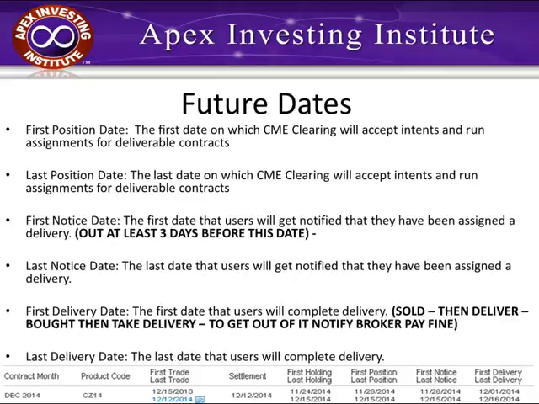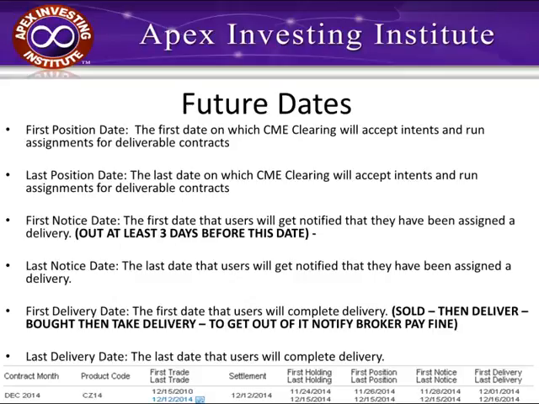If you are taking or making delivery, then first delivery date is the first date it can be delivered. Last delivery date is the last date it can be delivered. So if you sold it, you've got to provide it. If you bought it, you've got to take delivery. If you didn't get out and you forgot, then you're going to have to pay a fine to get out of having to make or take the delivery. They're not going to force you to come up with 100 cows.